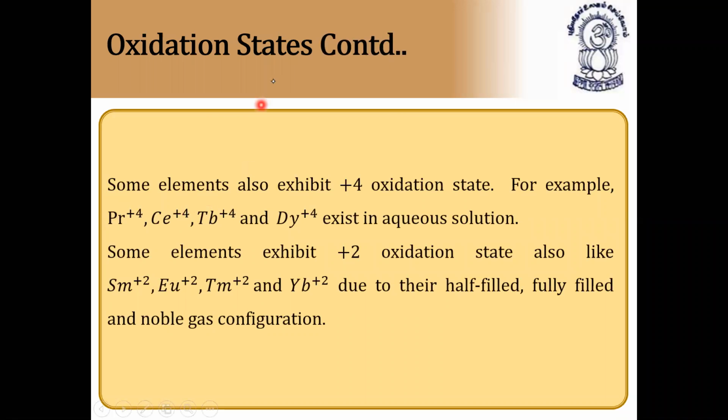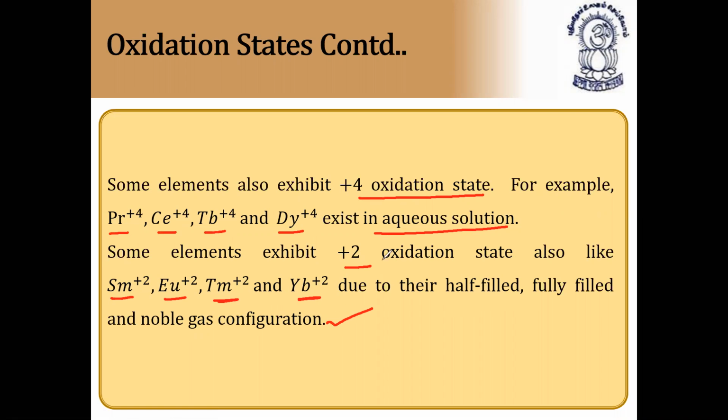Some elements also exhibit the +4 oxidation state. For example, praseodymium +4, cerium +4, terbium +4, and dysprosium +4 exist in aqueous solution. Some elements exhibit even +2 oxidation states, like samarium +2, europium +2, thulium +2, and ytterbium +2, due to their half-filled, fully filled and noble gas configuration.